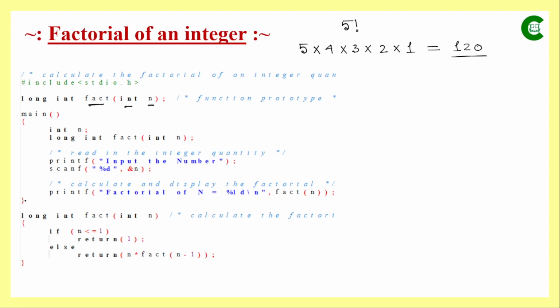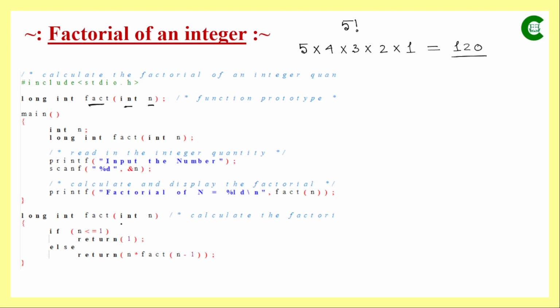Now this is the end of the main function, and after the main function we have defined the user defined function fact, and we can define the user defined function before the main function as well. Again here we have used the same declaration, and since this is a function, within opening and closing braces we have written the main logic of how that function will work.